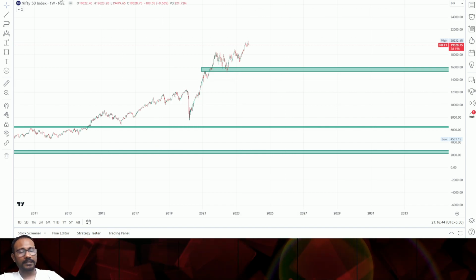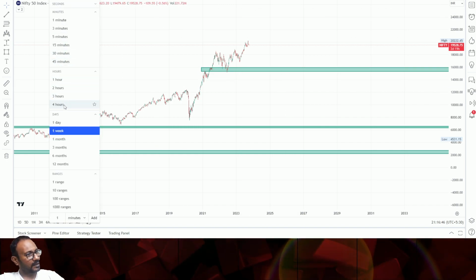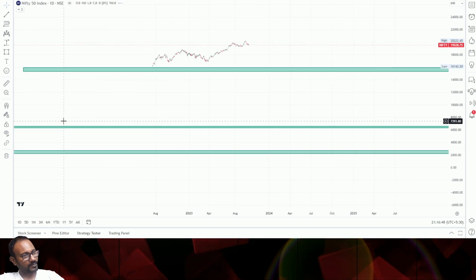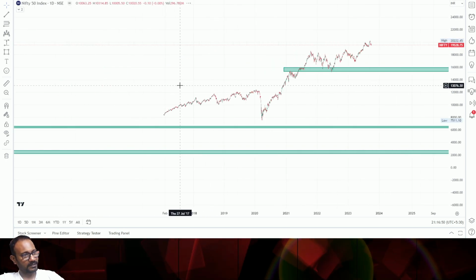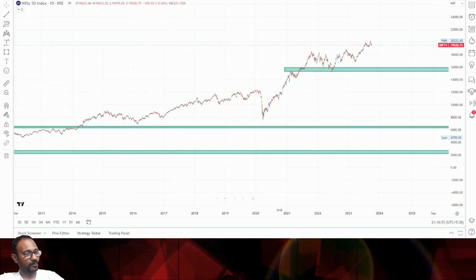Now this is weekly, right? I want to bring in more accuracy. So if I convert this into a daily chart, I will find more candles now.